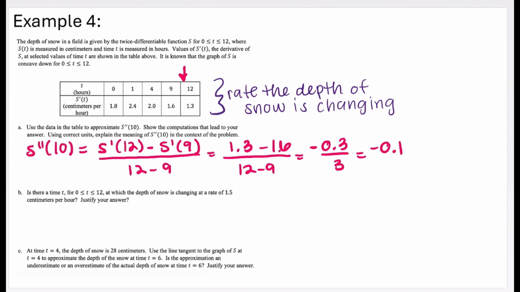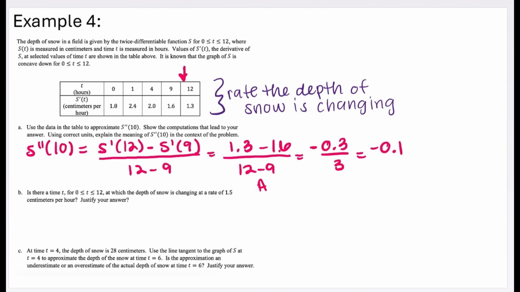So if we're looking at the first derivative being the rate the depth of snow is changing, this negative 0.1 means that the rate the depth is changing is decreasing 0.1 centimeters per hour every hour. Essentially what that is saying is the snow is still falling, but now it's falling slower than it was before because the rate of change of the depth is decreasing. So it's not changing as quickly as it was before. So I'm going to write that out in words.